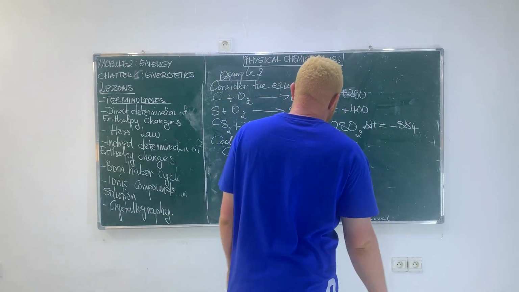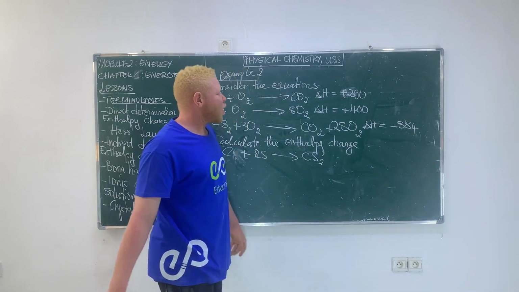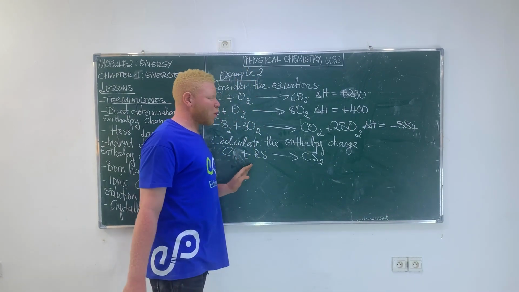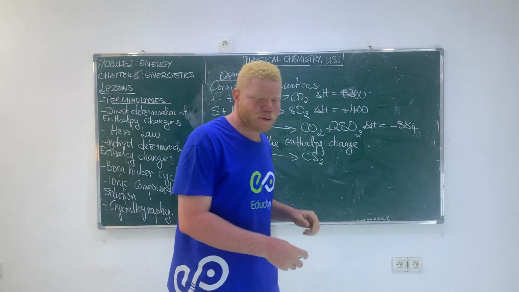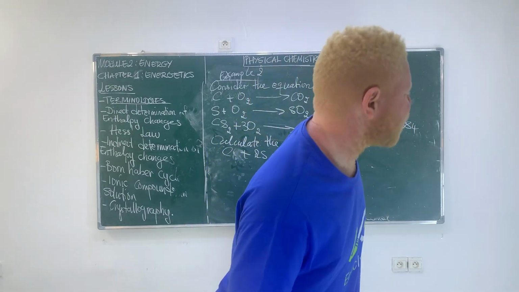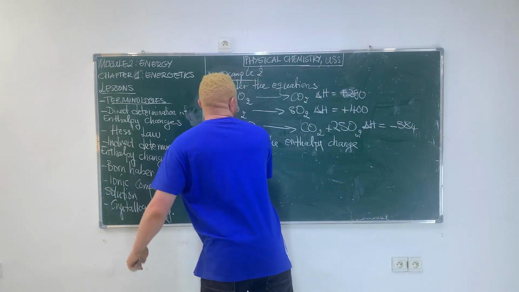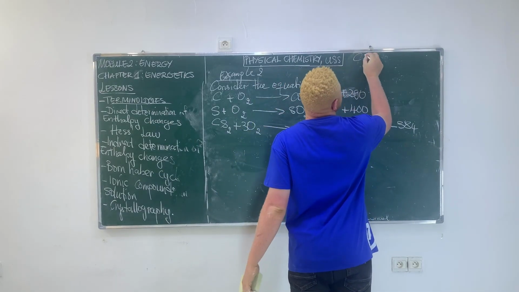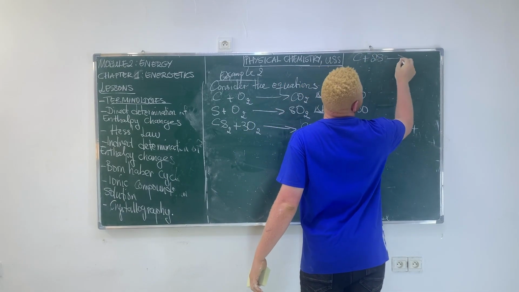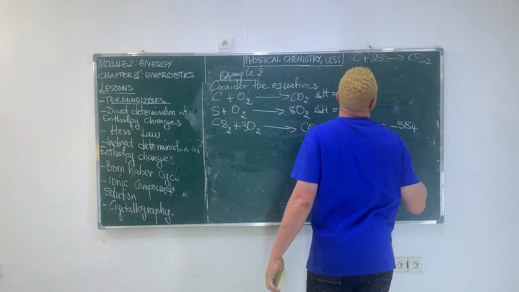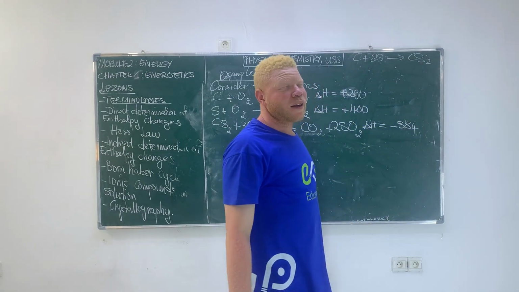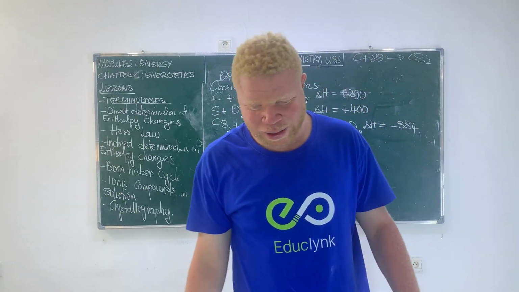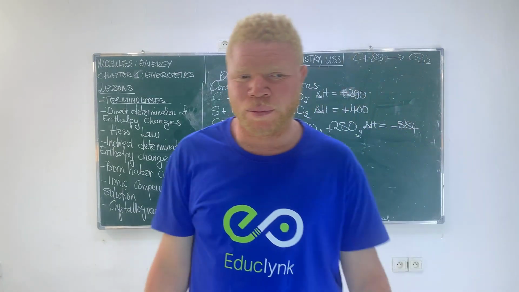The first step is to analyze my equation. This is my final equation, so I have to write the final equation down. The final equation is C plus 2S giving CS2. So that's the final equation. C plus 2S giving CS2.